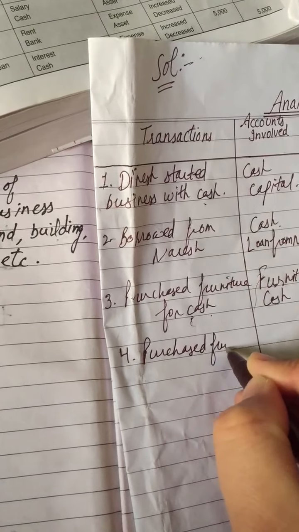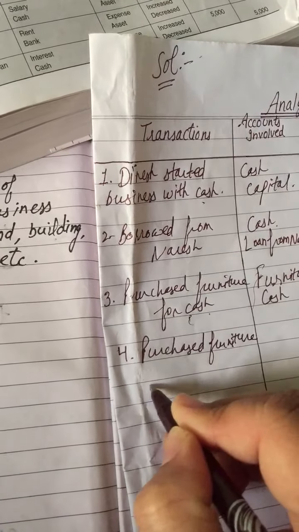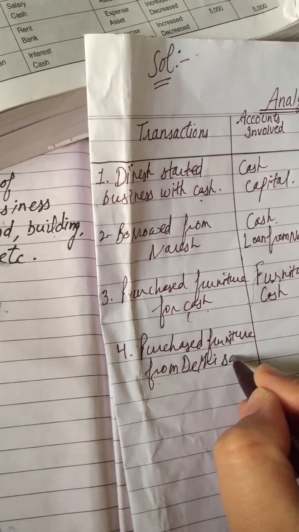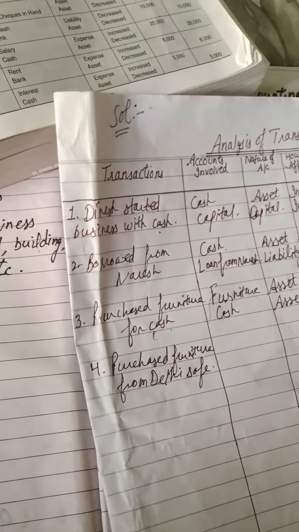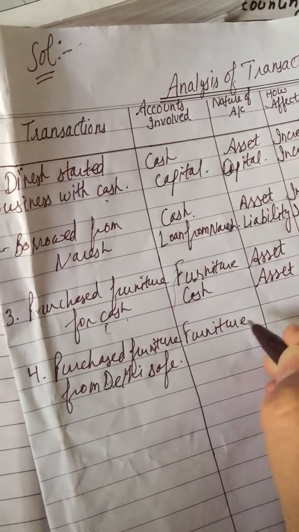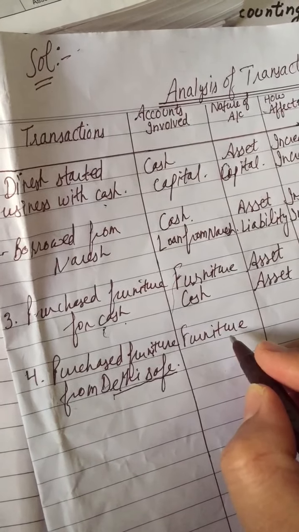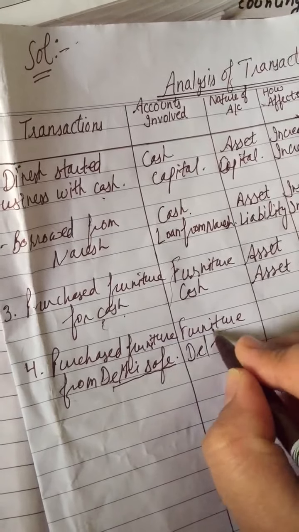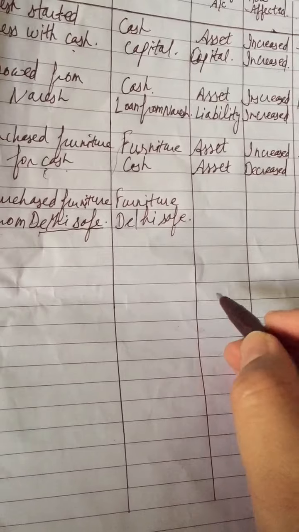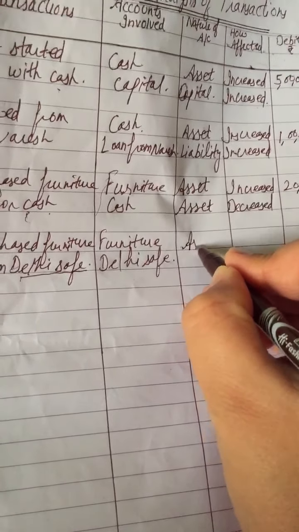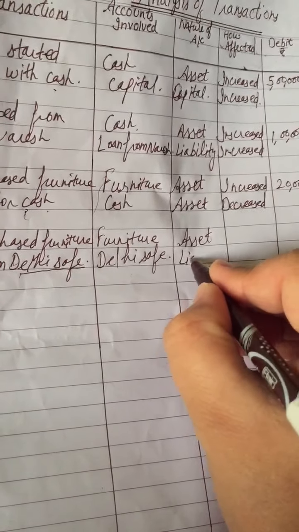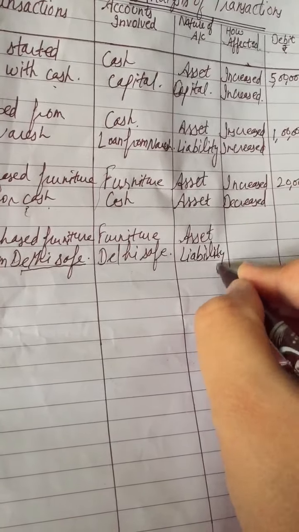Purchased furniture from Delhi Safe. So the first account involved is the furniture account and the other account is Delhi Safe, that is our creditor of the business. Furniture account is an asset for the business and Delhi Safe is a liability for the business.